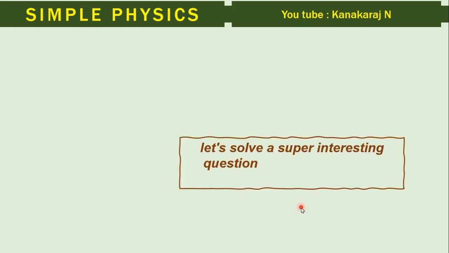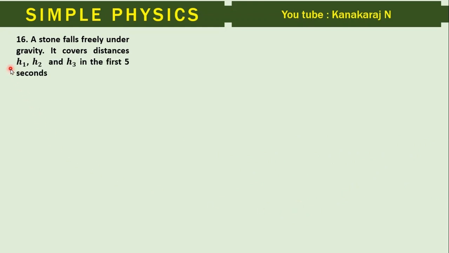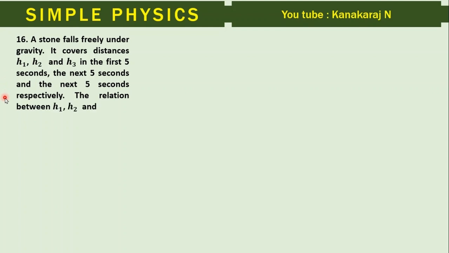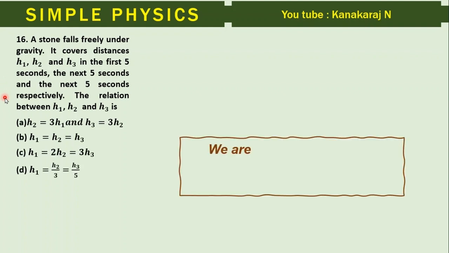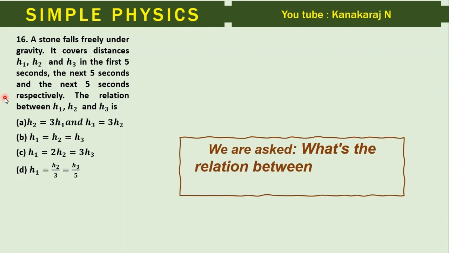Let's solve a super interesting question from free fall under gravity. A stone falls freely under gravity. It covers distance h1, h2 and h3 in the first 5 seconds, the next 5 seconds and the next 5 seconds respectively. The relation between h1, h2 and h3 is... We are asked, what's the relation between h1, h2 and h3?